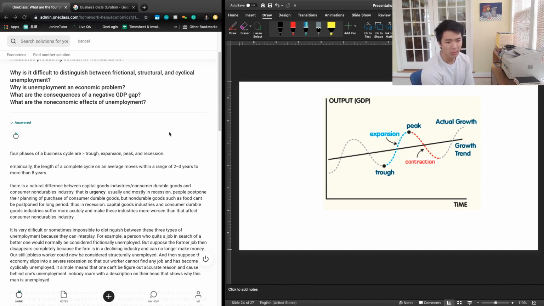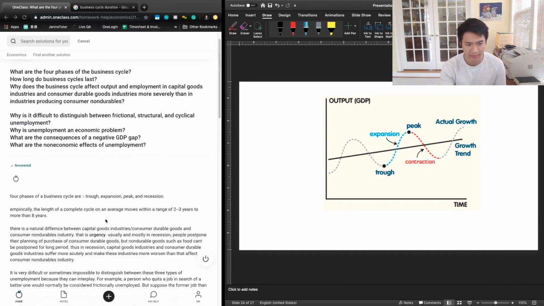It simply means that one can't figure out the accurate reason and cause behind one's unemployment. Nobody roams with a description on their head that shows why this man is unemployed. Sure, so basically again, talking about how there's a lot of interplay between the reasons someone might be unemployed, and that is going to result in a certain level of confusion between which classification of unemployment we might be dealing with.